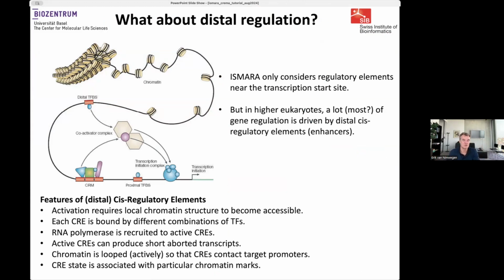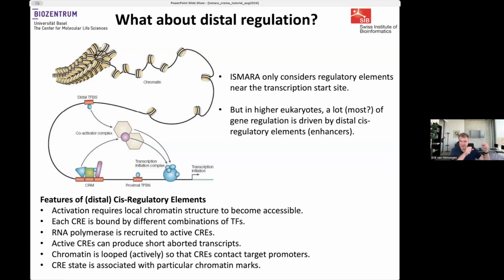And so any kind of more complete model of gene regulation would have to take this distal regulation into account. So what are these distal cis-regulatory elements? Basically, these are small chunks of DNA, typically a few hundred base pairs long, which get activated by binding of transcription factors and the simultaneous opening of the chromatin in these regions.